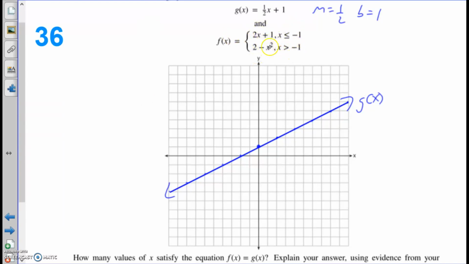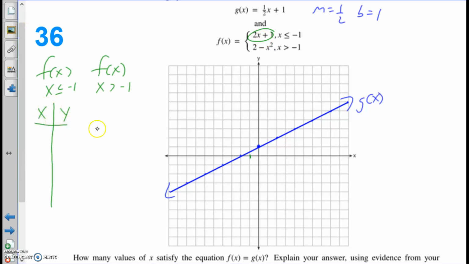We have two different parts, and -1 is really where the parts change. So I'm going to make a table for f of x. I'm going to actually make two tables for f of x. One for when x is less than or equal to -1, and one for when x is greater than -1. And when it's less than or equal to -1, we're using the 2x plus 1 function. So we type in x and y, 2x plus 1.